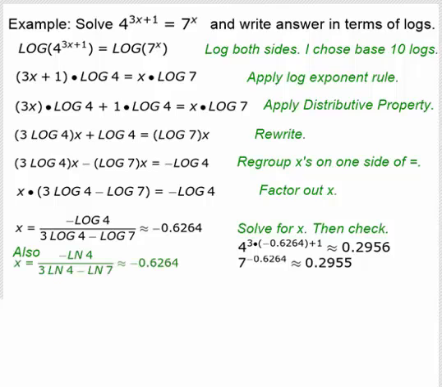What if we were to use natural log instead of base 10 log? Well, it turns out that natural logs would have given us the same answer. So the answer of negative ln of 4 over 3 ln of 4 minus ln of 7 would also be correct. Keep this in mind when you're doing problems in the book. You may have used a base different than the book, and they have a different answer in the back of the book. But if it is a problem like this, and you used a different base log, and everything else is the same, then you have the correct answer.